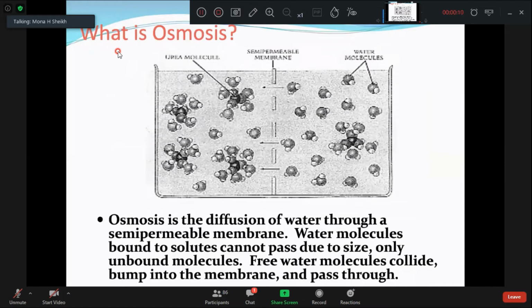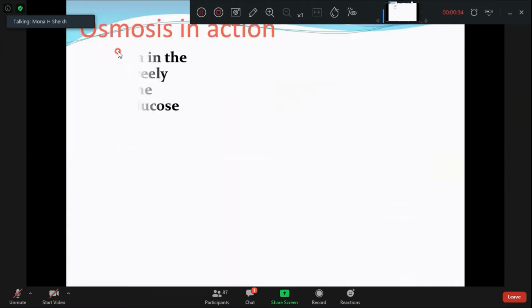Now, osmosis is extremely important. Why? When I want to treat a patient and I want to put an IV solution, I have to use an isotonic solution, meaning I will use the same osmolarity of the IV fluid to the osmolarity of blood. If I use a different osmolarity, what happens?